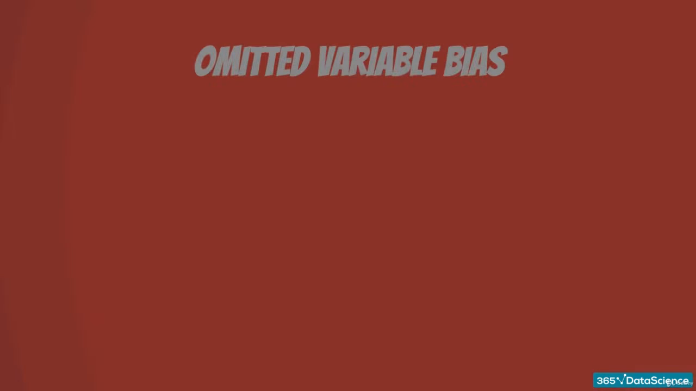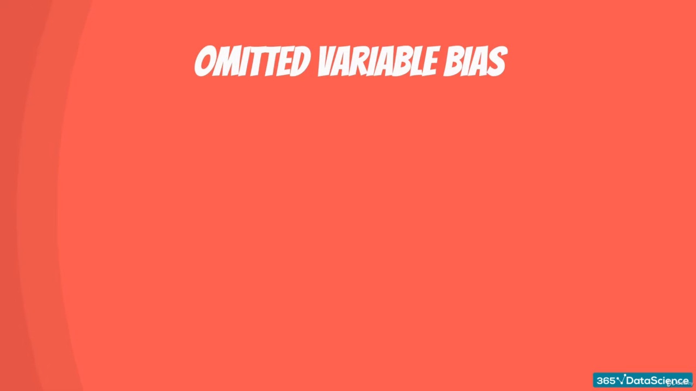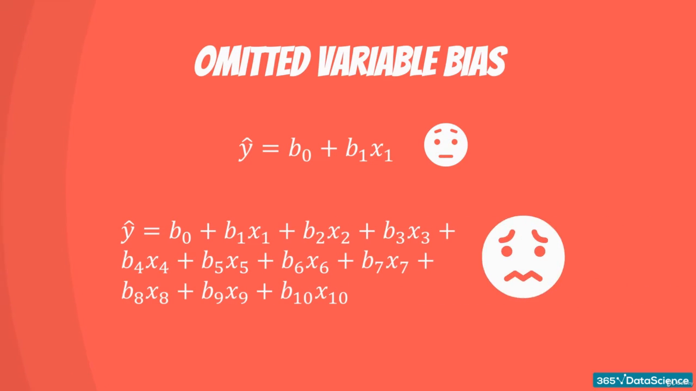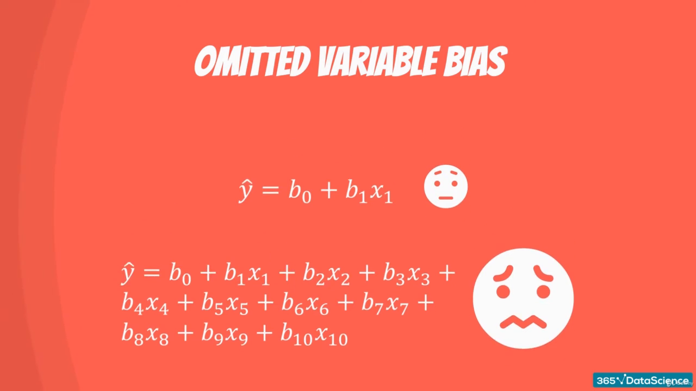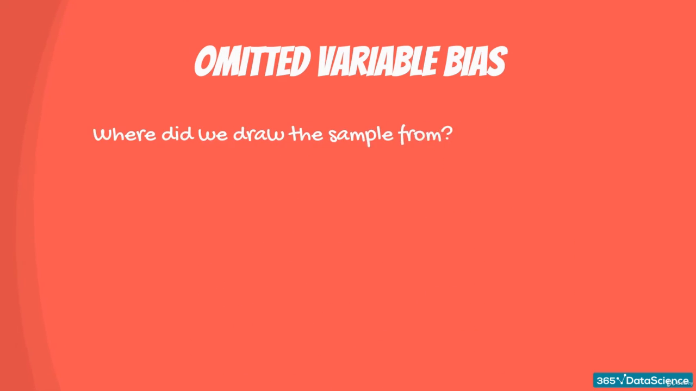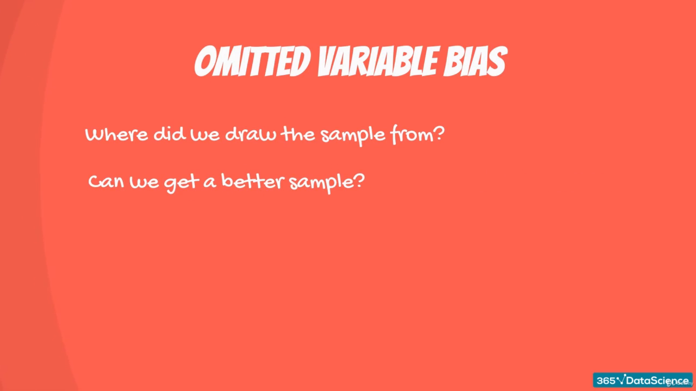Omitted variable bias is hard to fix. Think of all the things you may have missed that led to this poor result. We have only one variable, but when your model is exhaustive with 10 variables or more, you may feel disheartened. Critical thinking time. Where did we draw the sample from? Can we get a better sample? Why is bigger real estate cheaper?